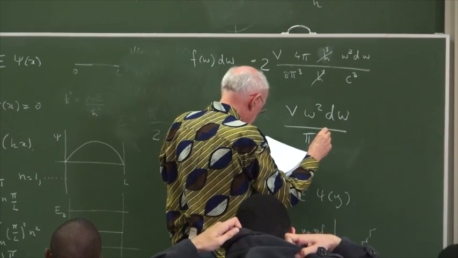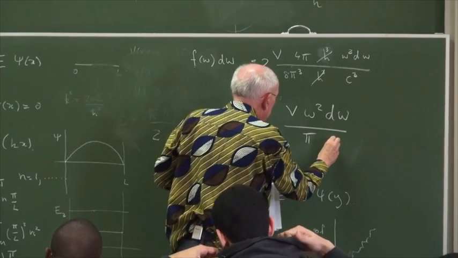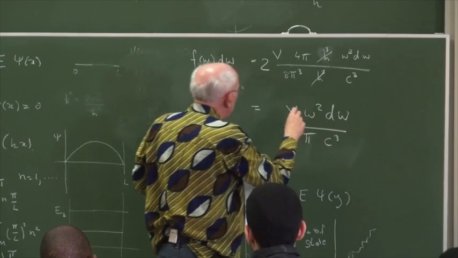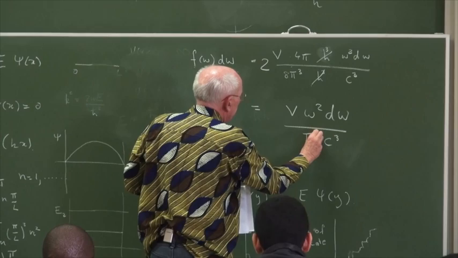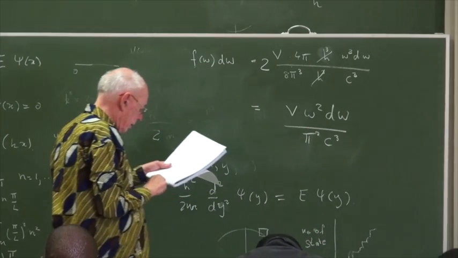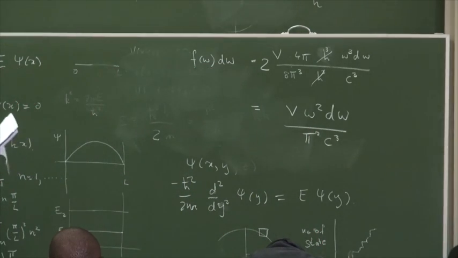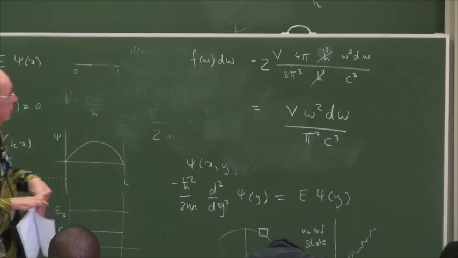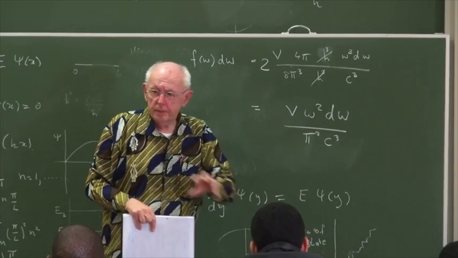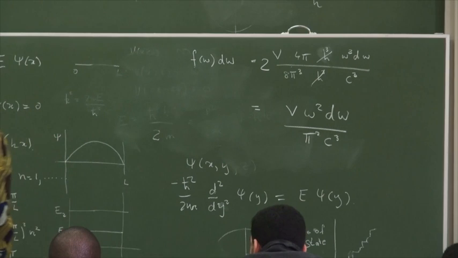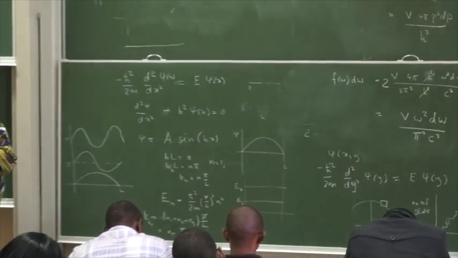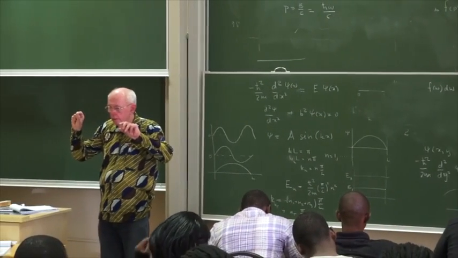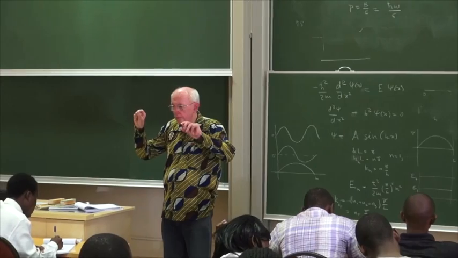there's probably a pi squared. c to the 3rd. Let's just check whether that's a pi squared. Looks like pi squared. I have a pi here. That must be pi squared. Okay, so this is the number of photon states in an interval omega plus d omega.